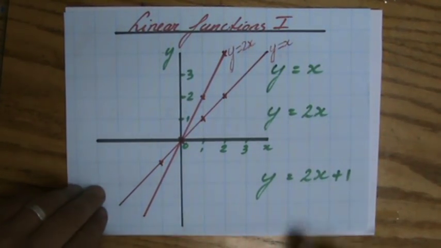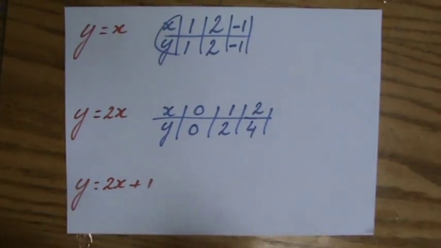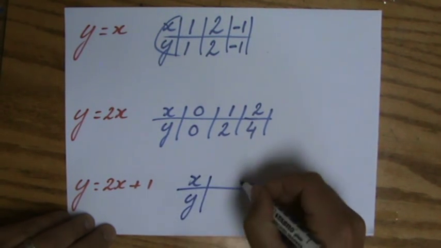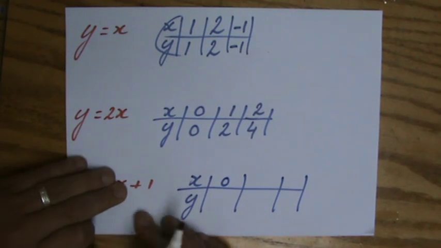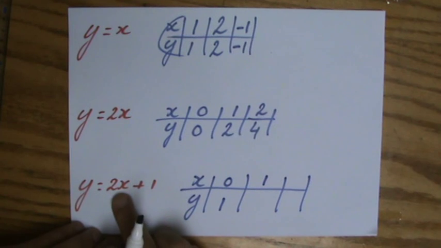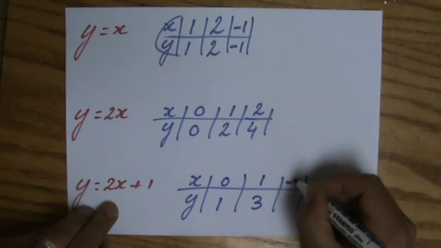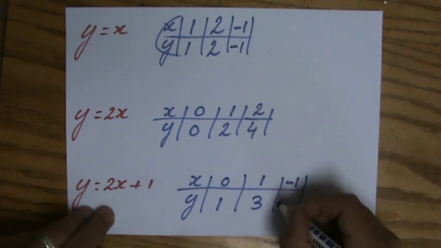Last one, I'm going to go relatively quickly. 2x plus 1, table of values. I need 3 points. Let's say 0, 2 times 0 is 0 plus 1 is 1. Let's say I pick the point 1, 2 times 1 is 2 plus 1 is 3. And let's say I pick minus 1, 2 times minus 1 is minus 2 plus 1 is minus 1.